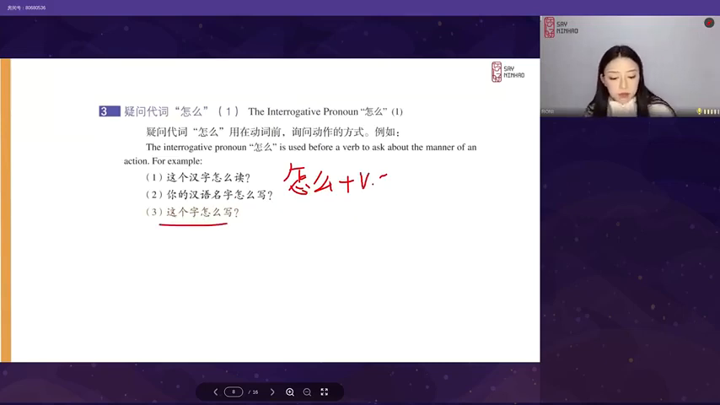Okay, now last one, let's see. 这个字怎么写? How to write this Chinese character? 怎么写? 怎么 plus a verb? 写. And, okay, try to remember another interrogative pronoun we've learned before, which means what. It is 什么, right? 什么. One is 怎么, one is 什么. Okay, 什么 means what, and 怎么 means how.